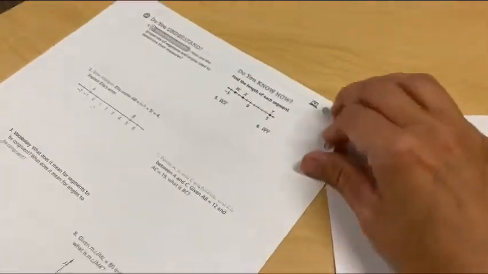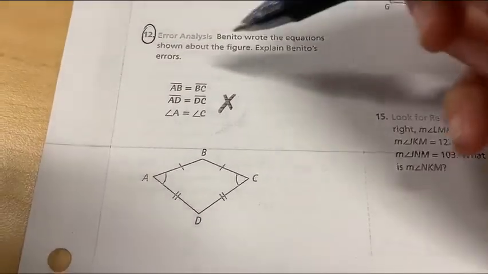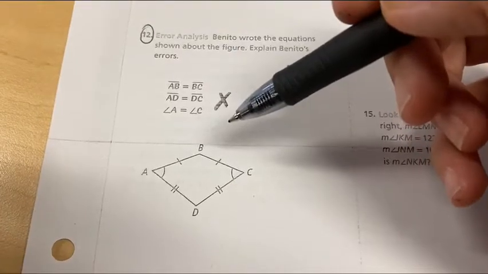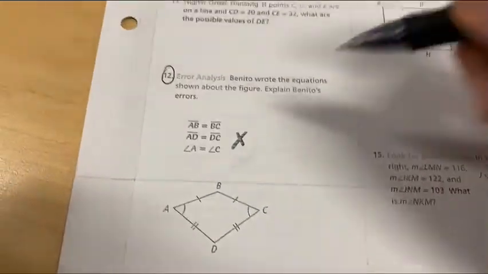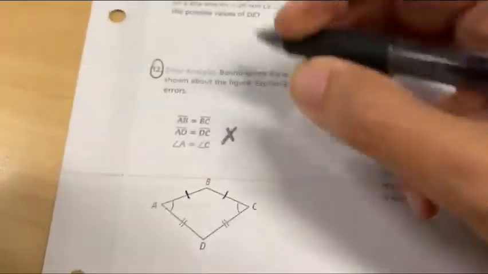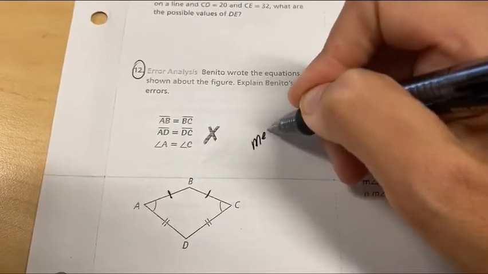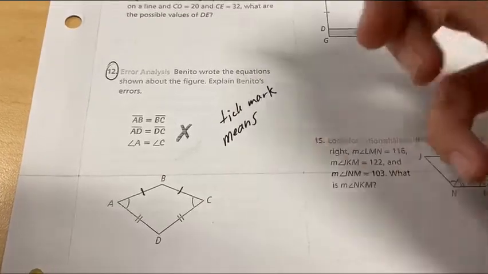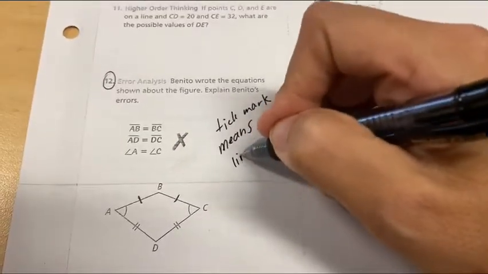Okay, so somewhere in here you should be writing your name, and the first question that I asked you to do was question number 12. So let's take a look. It says, error analysis. Benito wrote the equation shown below. Explain Benito's errors. So if we look at this here and we look back on our notes, we mentioned that tick marks means that those two line segments are congruent.